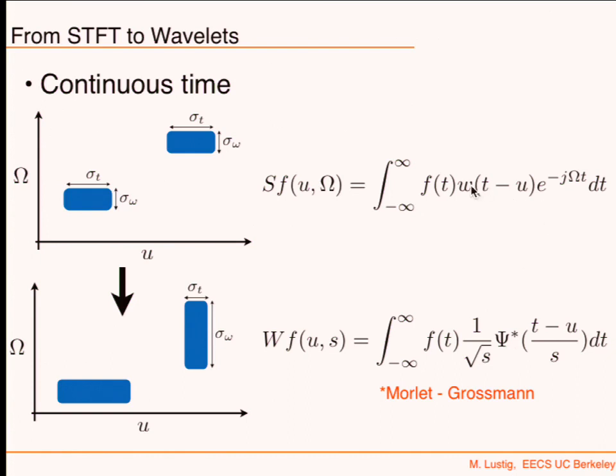In the wavelet case, we're going to use something else. Instead of using a window and a frequency, we're going to use some other function. That function is going to be finite in time, maybe, or localized in time. It's going to be shifted. We can shift that function around, and we can scale it, stretch it or compress it. Okay?